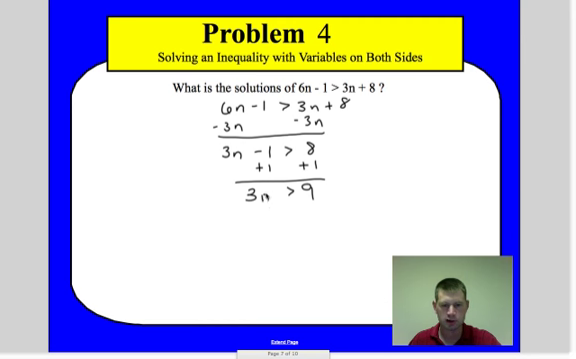Now I want to solve for this variable, so I have to divide by 3. So when I divide by 3, I get n is greater than, and 9 divided by 3 is 3.